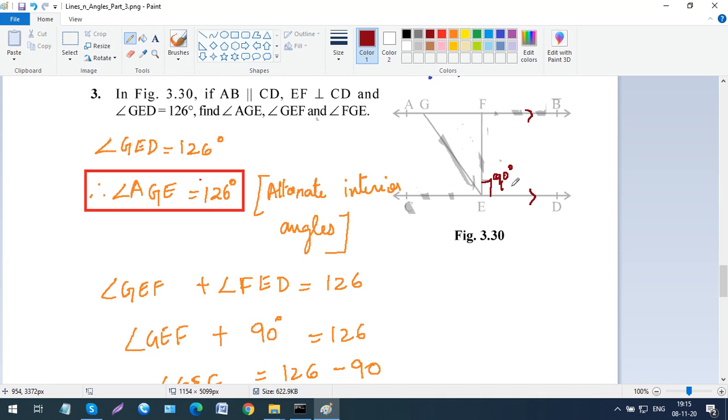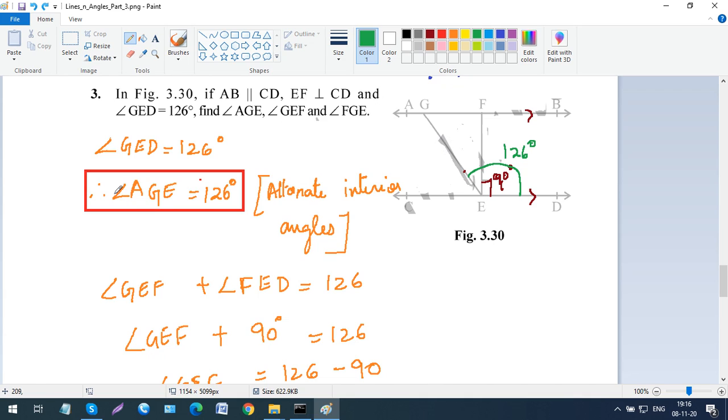Angle GED is nothing but this whole thing. So I will just draw using a different pen color. See here, this whole thing is 126. Okay, GED is this one. So you should know how to read the angle. Okay, and now they are asking you to find angle AGE, GEF, and certain angles are given. So let us go one by one. Okay, angle GED is given as 126.